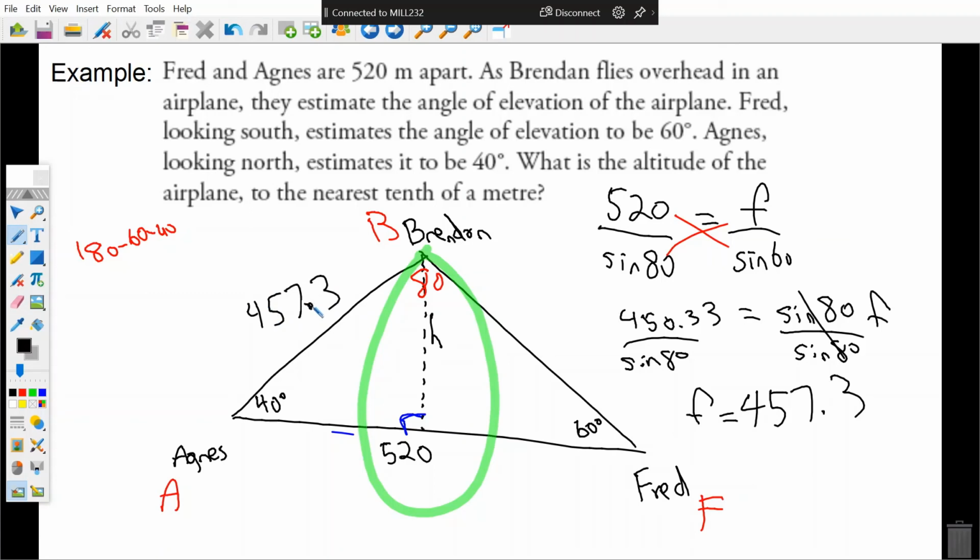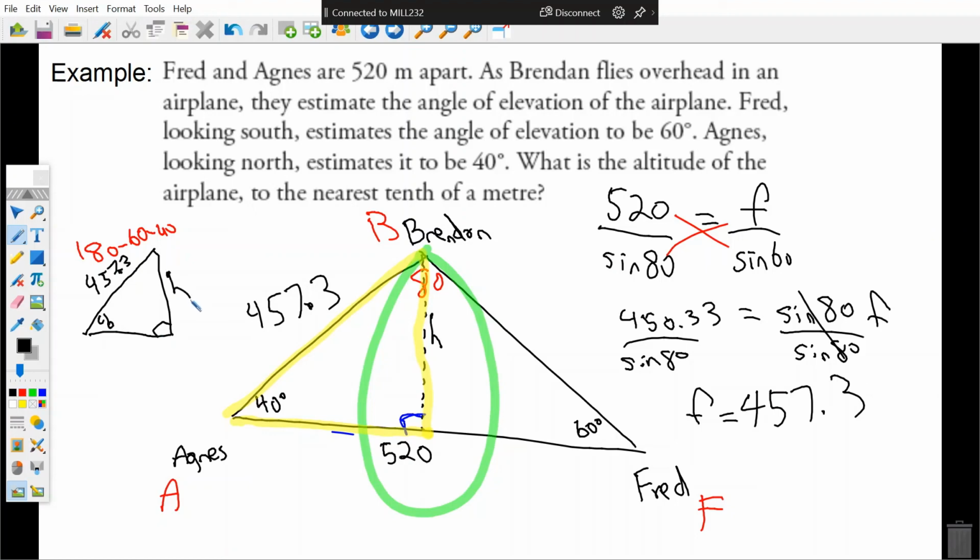Now I have a right angle triangle, right? And I'll show you in yellow here. It's right here. There's a 90-degree angle. The hypotenuse is 457.3. This angle down here is 40. I can use this triangle to find the height. Okay, and I can draw it again for you if you'd like. This is 457.3. This is 40. This is 90 degrees, and I want to find the height.